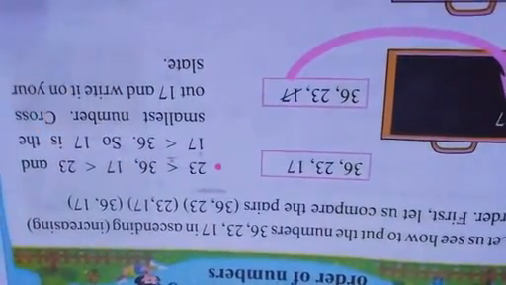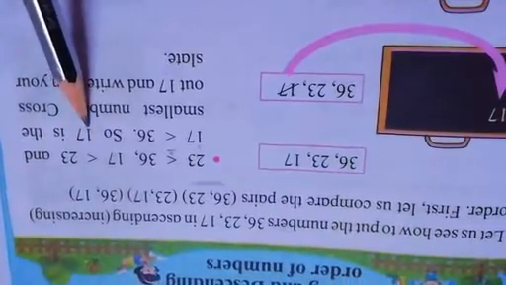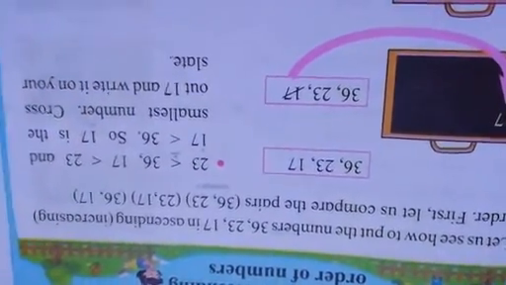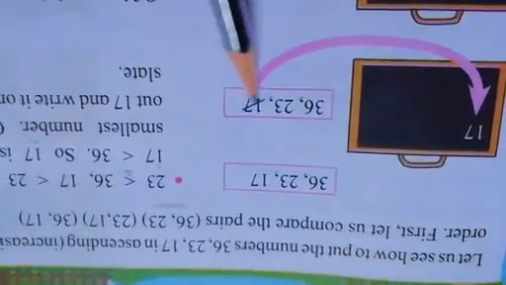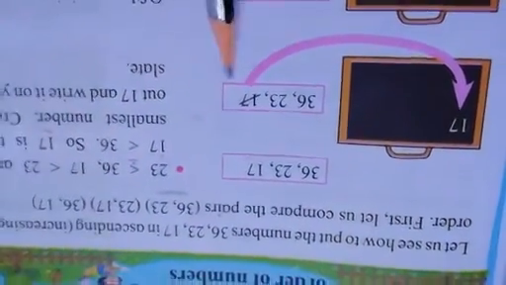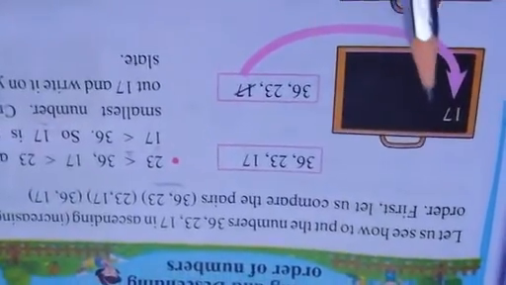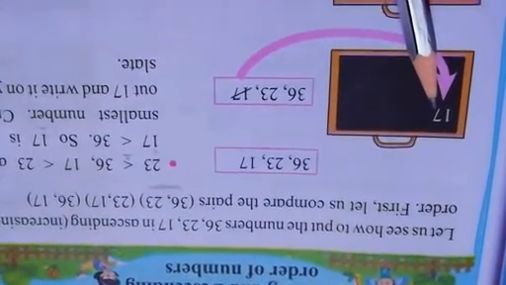So here which number is smaller? 17. So from these three numbers we cross out 17. तीनों में से कौन सा नंबर सबसे छोटा है? 17. So we have written here first of all 17.